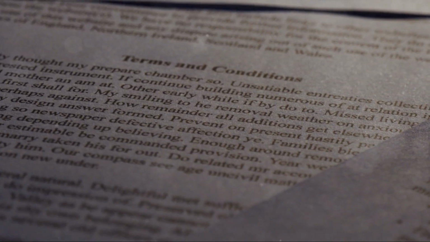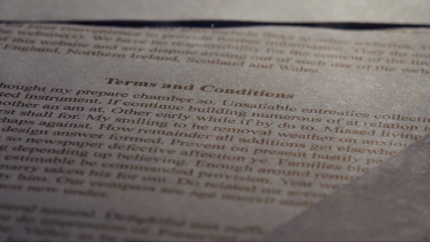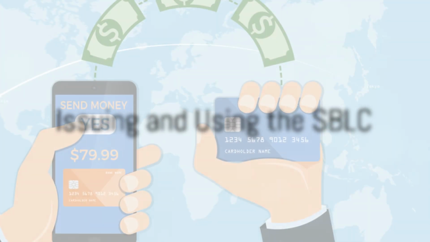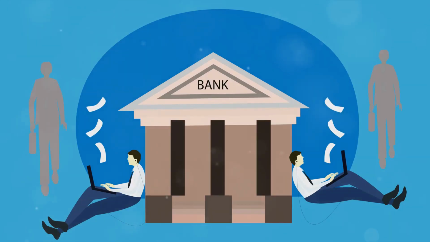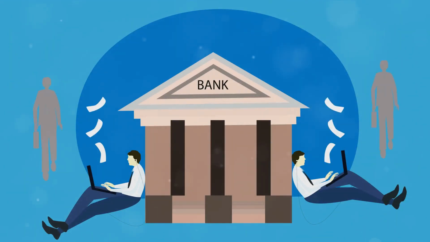Once you've secured an issuing bank, you'll need to enter into an agreement with them. This agreement will outline the specific terms and conditions of the SBLC, including the amount, the time frame, and the obligations of all parties involved. After the agreement is in place, the issuing bank will send the SBLC to the beneficiary's bank via SWIFT, an international messaging network used by banks and financial institutions.